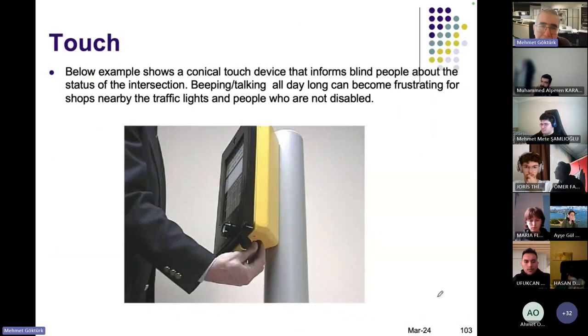Any questions? Maybe we can give an assignment for collecting interface sounds. So as a class, we can collect a sound library for the interfaces.